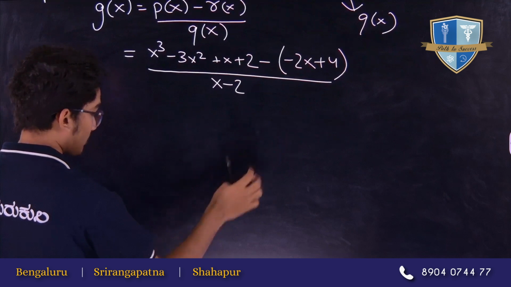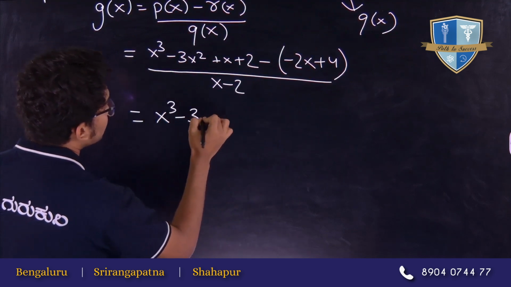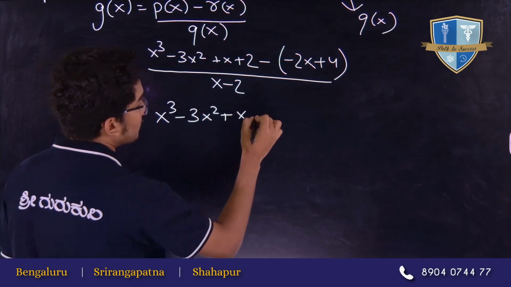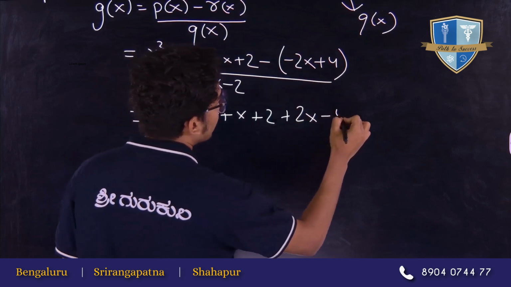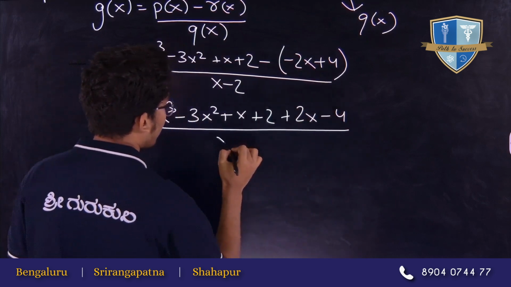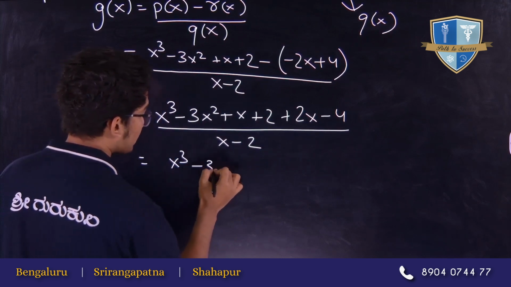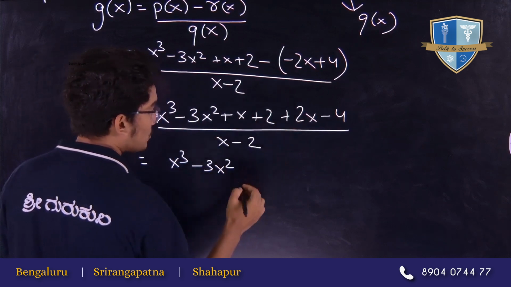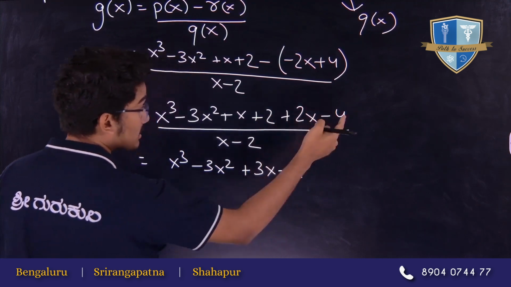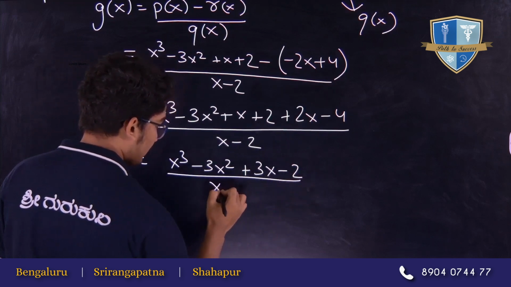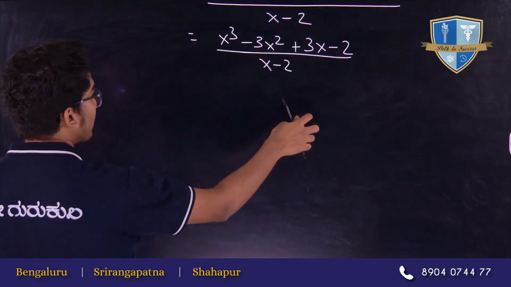Now this is equal to x cube minus 3x square plus x plus 2, plus 2x minus 4, divided by x minus 2. So this is equal to x cube minus 3x square plus 3x minus 2, divided by x minus 2. So we will divide this polynomial by x minus 2. So let's use the long division method.